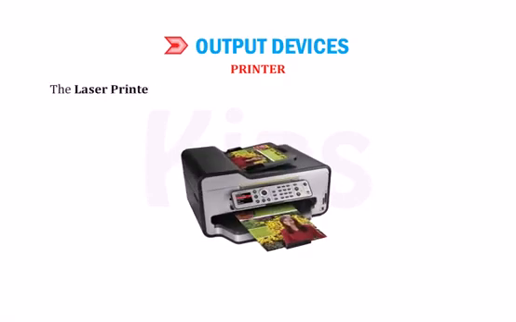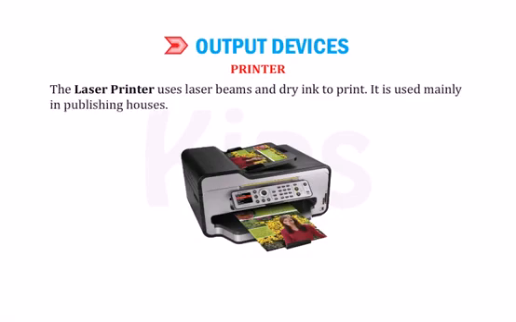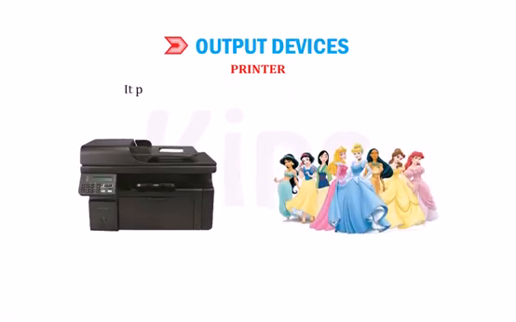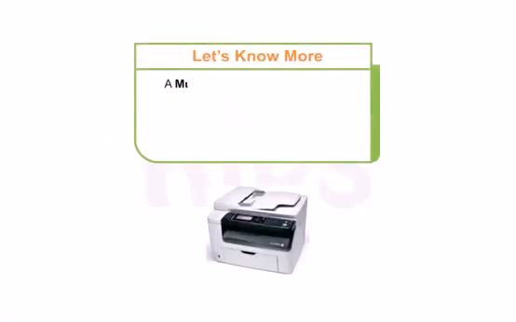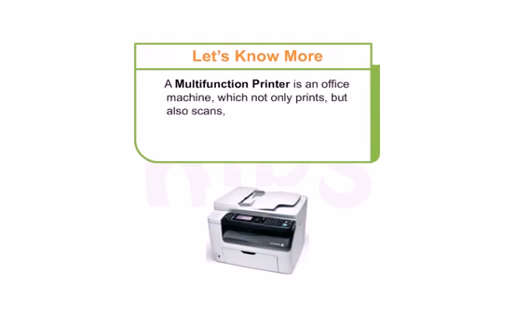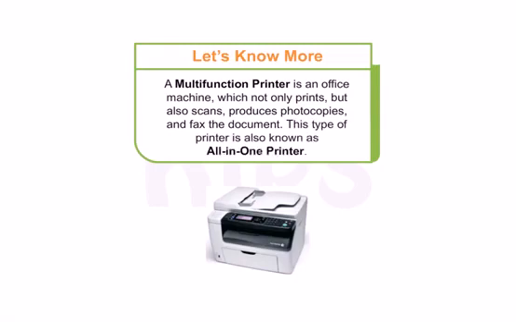The laser printer uses laser beams and dry ink to print. It is used mainly in publishing houses. It prints very fast and gives high-quality output. It works like a photocopier. Some printers also work like a photocopier machine. The laser printers cost more than inkjet printers. Okay, let's know more. The multifunction printer is an office machine which not only prints but also scans, produces photocopies, and faxes the document. This type of printer is also known as all-in-one printer.